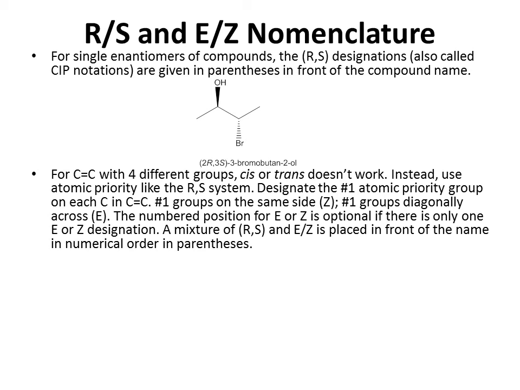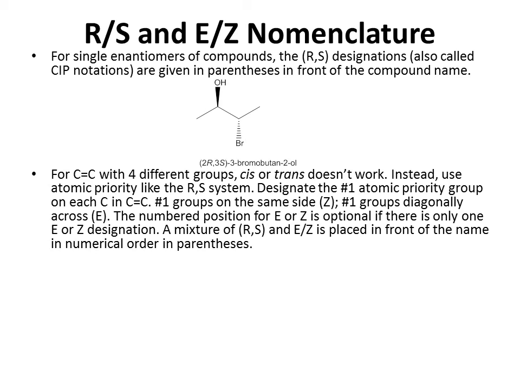If the two number 1 atomic priority groups are on the same side of the double bond, then we call that Z. If the two number 1 atomic priority groups are across from each other, we call that E. The numbered position for E or Z is optional if there's only one E or Z designation. If there are multiple E or Zs, you have to use the numbers. You also want to make sure the numbers for the E and Z are in numerical order when they're put in front of the name inside the parentheses.